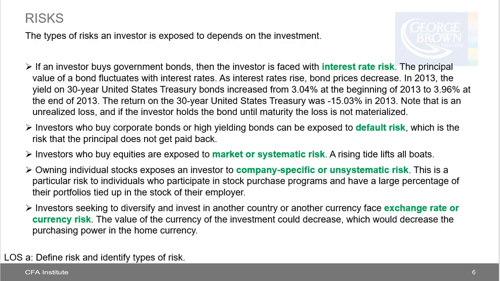In 2013, the yield on a 30-year United States Treasury bond increased from 3.04% at the beginning of 2013 to 3.96% at the end of 2013. The return on the 30-year United States Treasury was negative 15.03%, although it's still a bond. Most people think bonds are very low risk, but you can see in 2013 a large capital loss due to the increasing rates. Rates go up, prices go down.